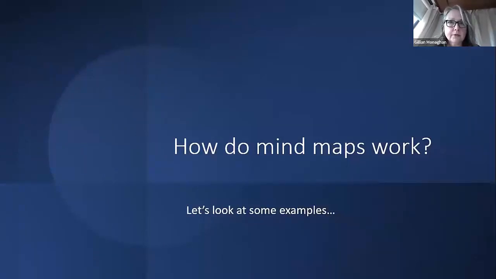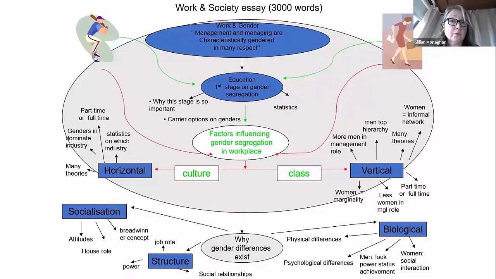So how do these mind maps work then? Let's have a look at some examples. So I'm going to show you some real examples. These are examples that were created by students. So this is a plan for an essay. It's a 3,000-word essay, undergraduate.